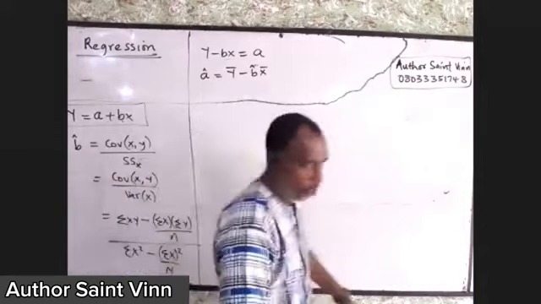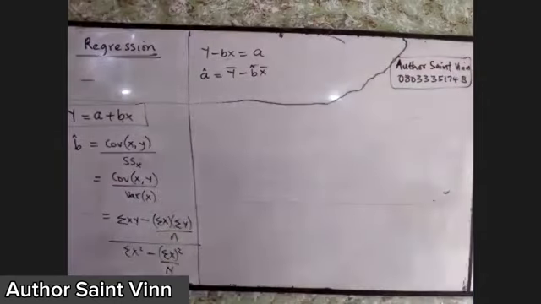Those of us who are used to alpha, yes, sir. Is it the B that has a cap? How do you call it? And the A that has a cap?